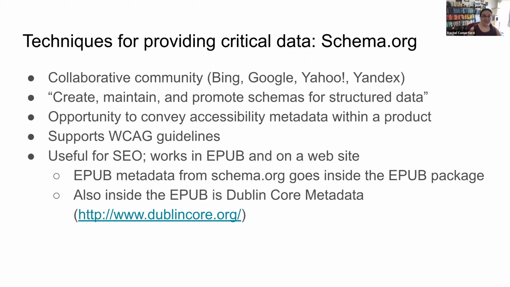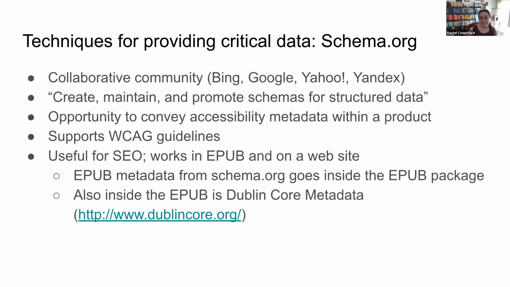So the first type of metadata that we're going to talk about is schema.org. This was developed in a collaborative environment, largely with the world's biggest search engines. The goal here was to create, maintain and promote schemas for structured data, which is useful for a lot of reasons, not the least of which is SEO, as we mentioned before, the search engine optimization. It just makes your content much easier to find on the internet.